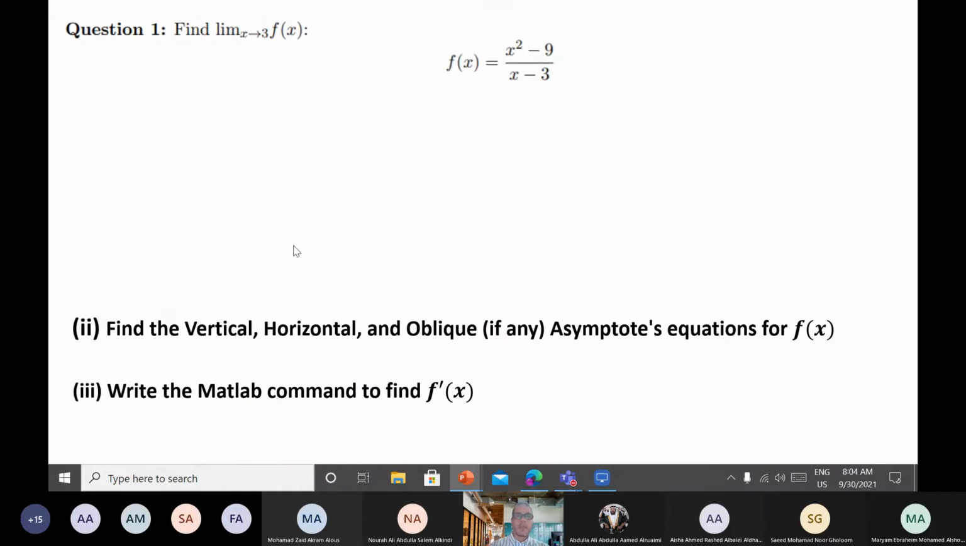If I'm asking you, find the limit when x tends to 3, is it 3? Yes. For f of x. f of x is x squared minus 9 over x minus 3. What is the limit when x equals 3? Can you answer me, please?